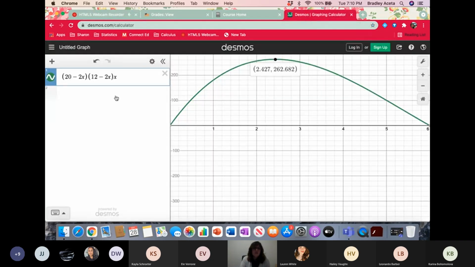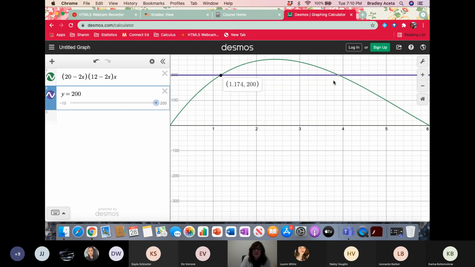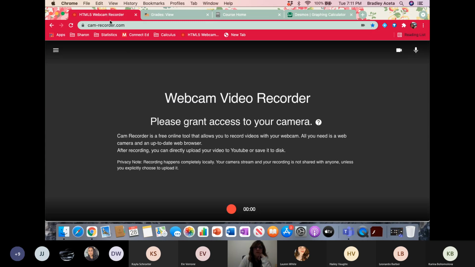So I'm going to go back into Desmos and into another line here. I'm just going to write y equals 200. And look at that. They've given me the intersection points, 1.174 and 3.98. So when is the volume greater than 200? Well, here's the max. Between here and here, it's greater. So when x is between 1.174 and 3.898, that is pretty cool. It did it right away.